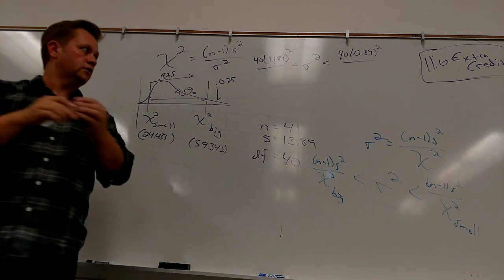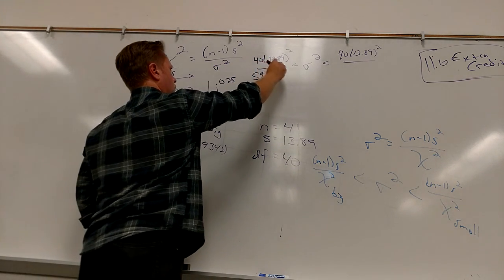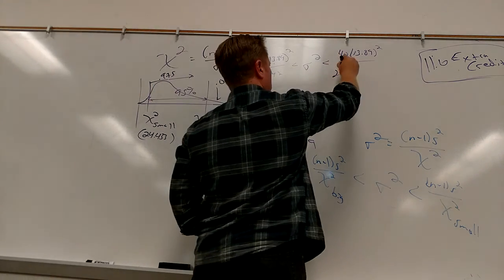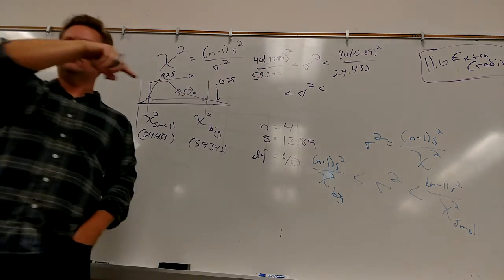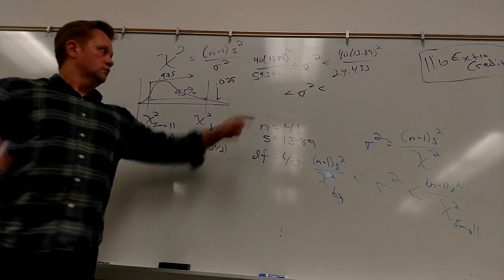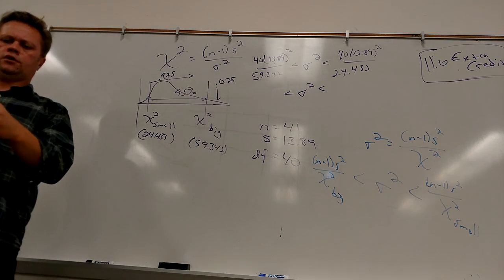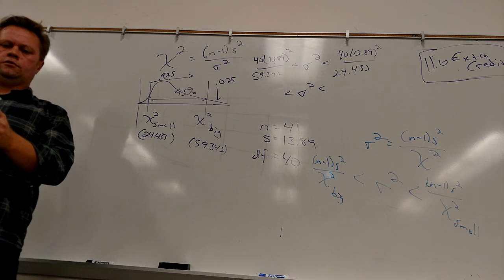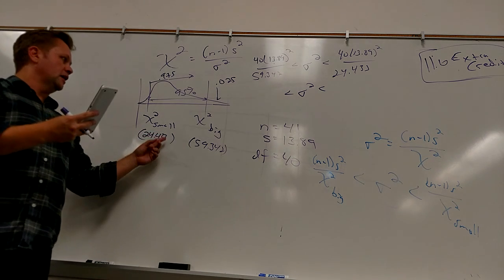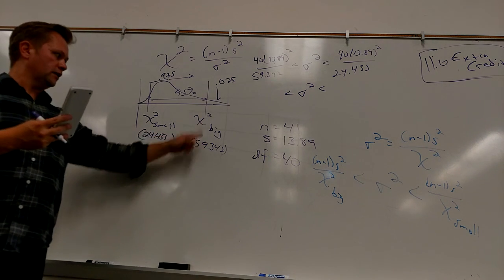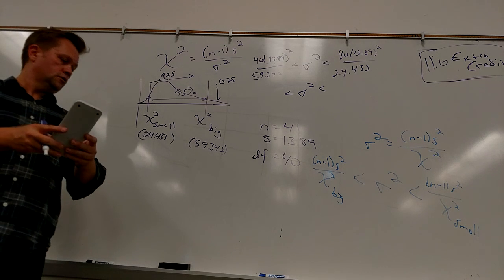So on the bottom here is going to be the big one, 59.342, and on the other side it's going to be 24.433. So the variance is between those 2 things. What do you get when you do this? The biggest mistake is to forget to square the s. Another big mistake is to square this number. No, chi-squared is this. So divided by 59.342.